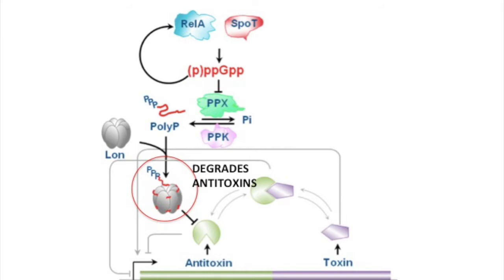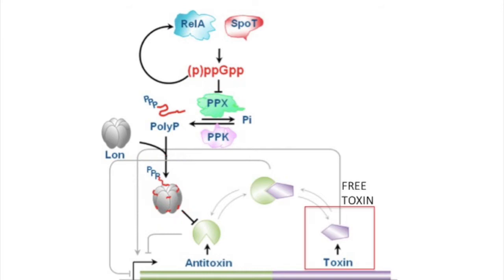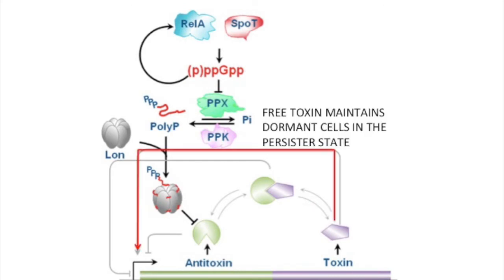This combination has been found to degrade 11 antitoxins in E. coli. With the degradation of antitoxins, toxins are left free to inhibit translation and therefore arrest cell growth. In this figure, the arrow pointing to the TA promoter from the toxin indicates the abundance of free toxin that maintains dormant cells in the persister state. This is the system which is thought to mediate the formation and maintenance of persister cells.